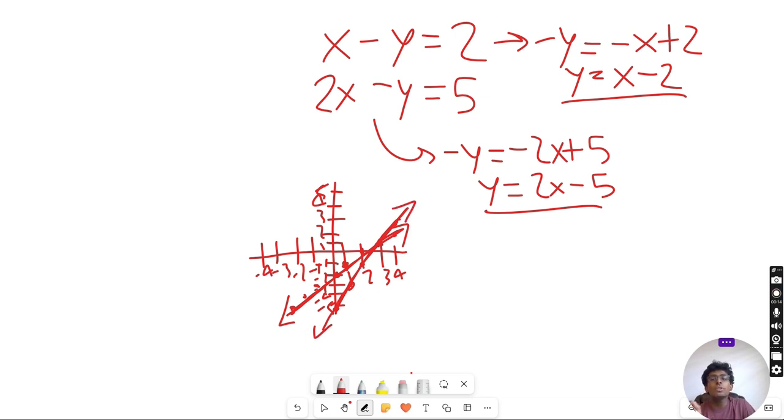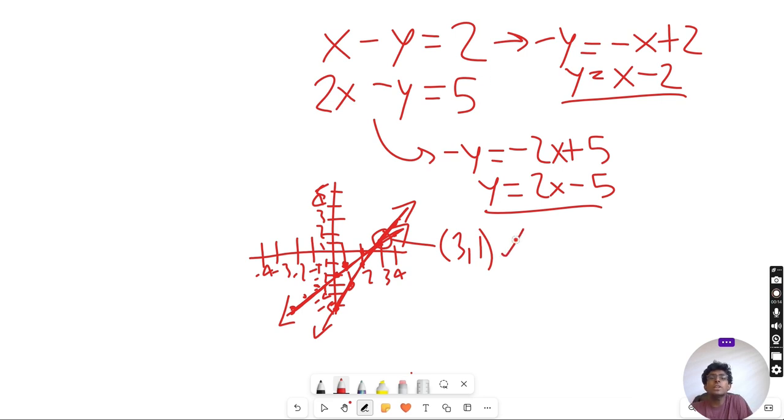So now to figure out the solution, we're just seeing where the lines intersect. They intersect right here at this point, right? So what is this point? This point is 3, 1. So that is the answer for this set of equations. If you were to plug these values back into your original equations, 3 minus 1, that's 2. 2 times 3 is 6 minus 1, that's 5. So it works out. The solution is correct.